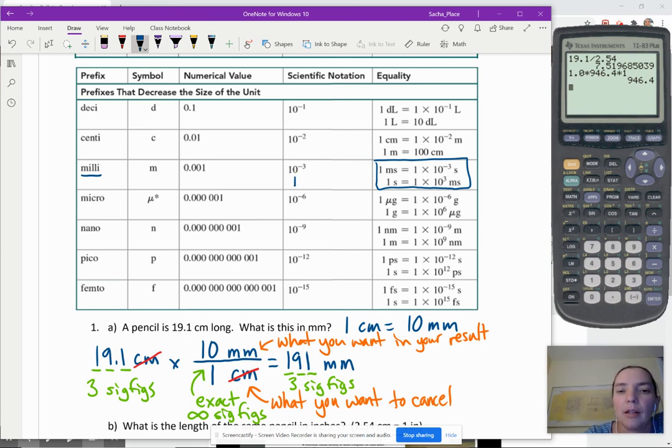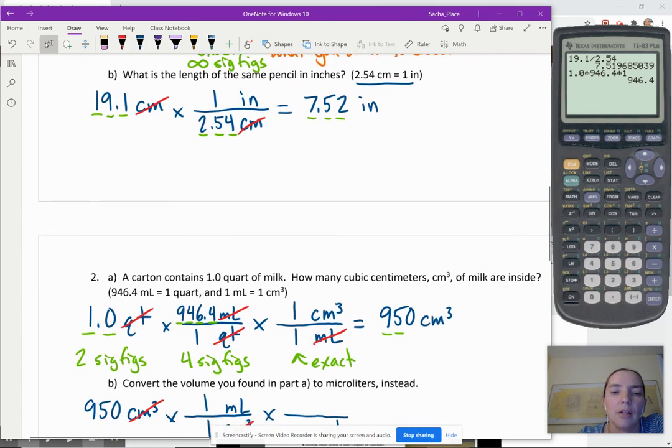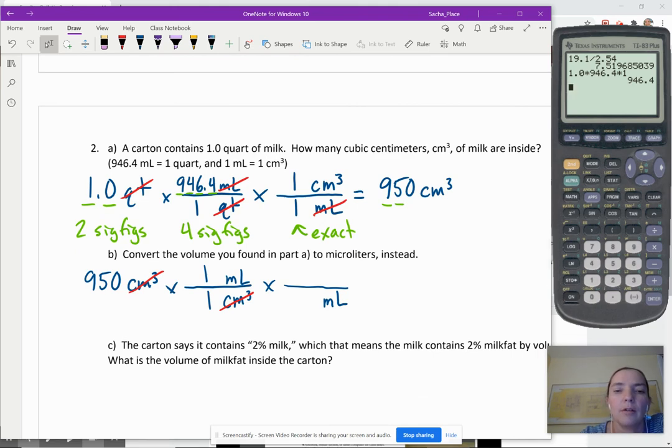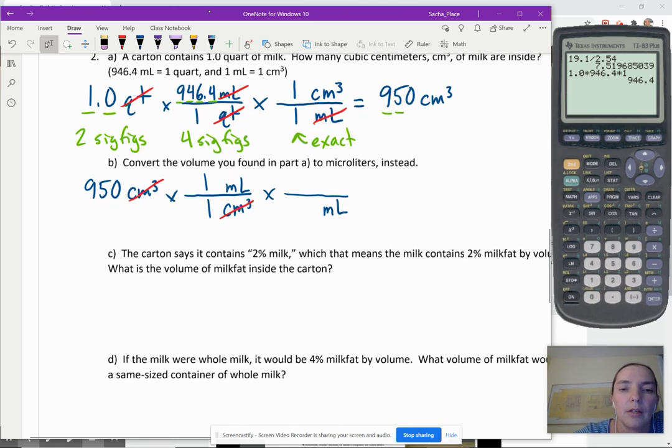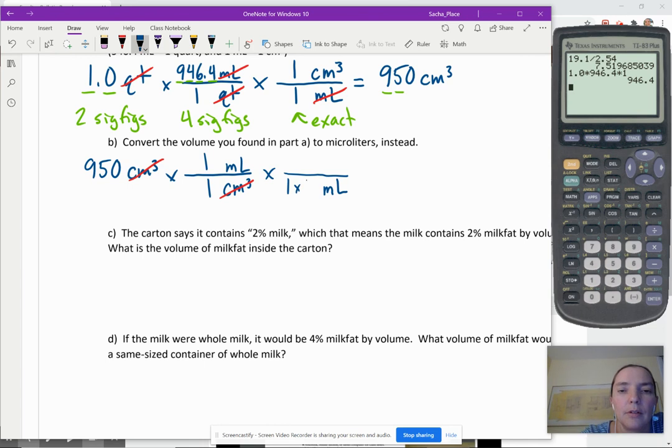So instead of that equality, 1 second equals 1 times 10 to the third milliseconds, I could say 1 liter equals 1 times 10 to the third milliliters. Right, so that's an equality, or you could say there's 1,000 milliliters in a liter. But I'm looking at this table to get that conversion factor. So let's keep that in mind. There's 1 liter in 1,000 milliliters. So I'm going to put 1,000 next to the milliliters. And I'm going to put 1 liter up here.